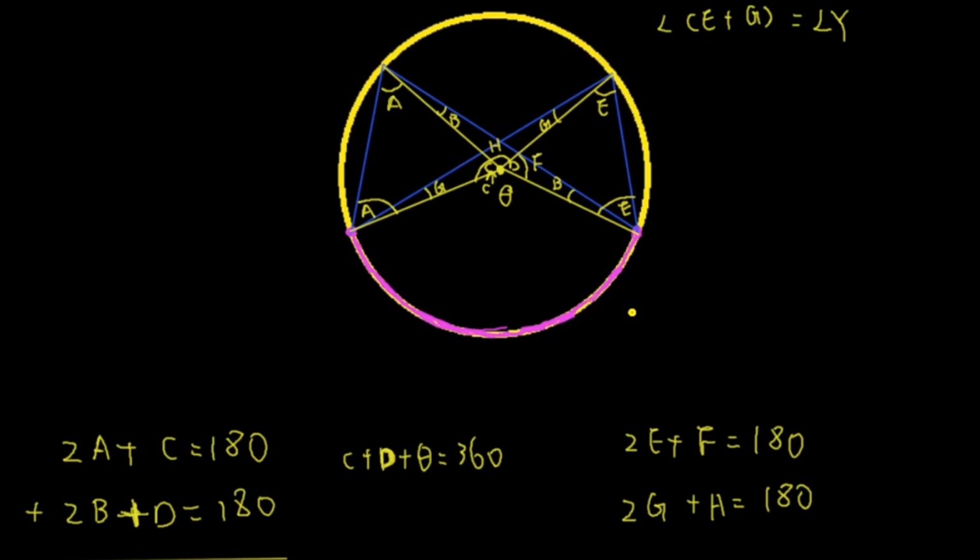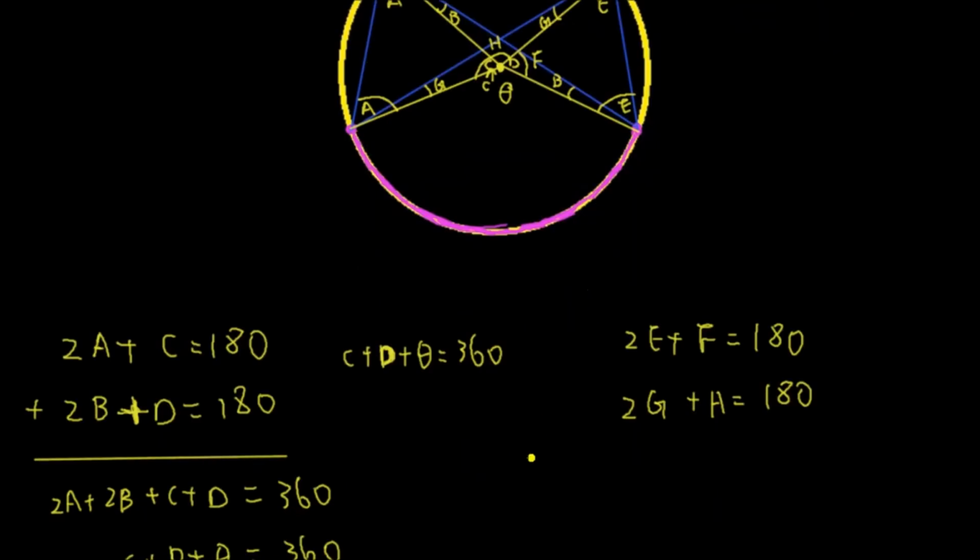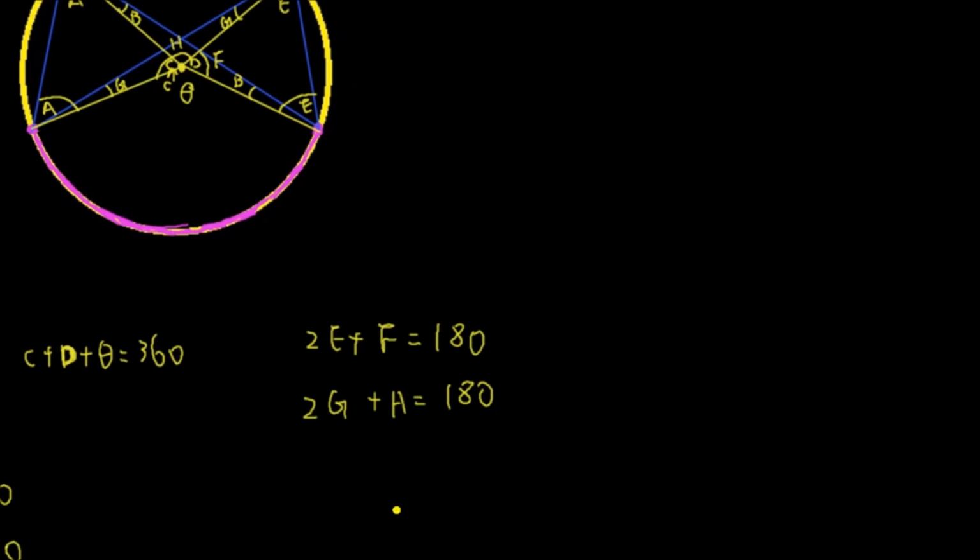What can we say here? So we know that this angle here is angle F, this bigger angle here is angle H, and this angle is angle theta. So the sum of these three angles will be 360 degrees. So we can say that H plus F plus theta is equal to 360 degrees.